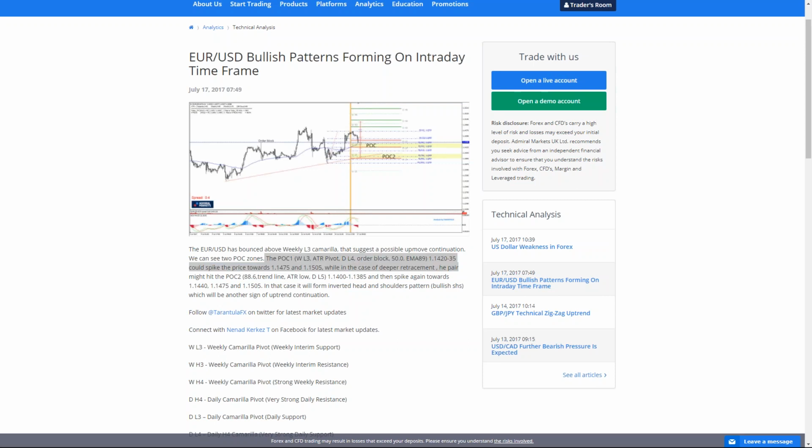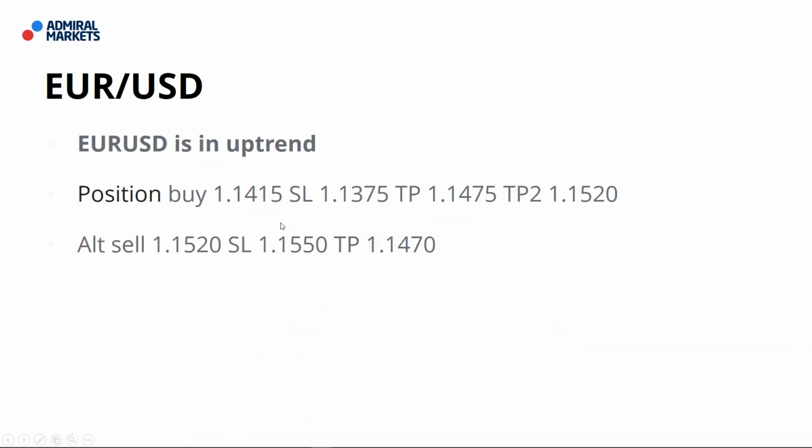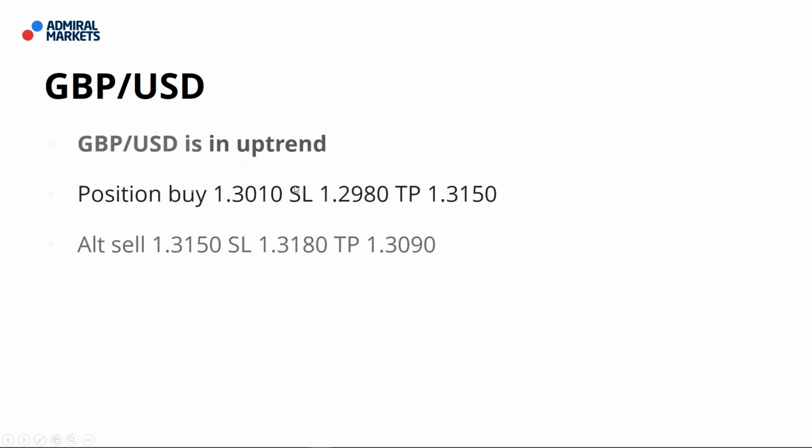So I'm still expecting Euro dollar to be bought on a dip, if we see a dip at all. Pound dollar positional buy 13.10. Stop loss is 29.80. TP is 31.50. Alternative sell could kick in around 31.50 with 31.80 as a stop loss, and TP is 13.90.